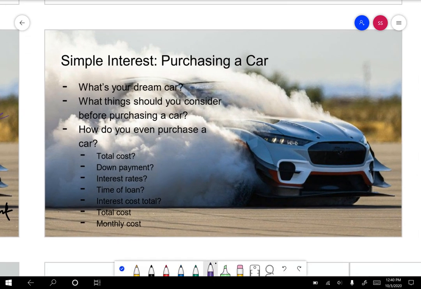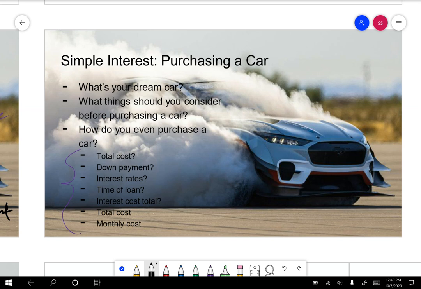So here's some other things you'd maybe want to consider when purchasing a car. Obviously, you guys aren't of the age where you need to worry about this, but you've probably thought about it. So when you go to purchase a car, there's a couple things to consider. The total cost of the car, the down payment.